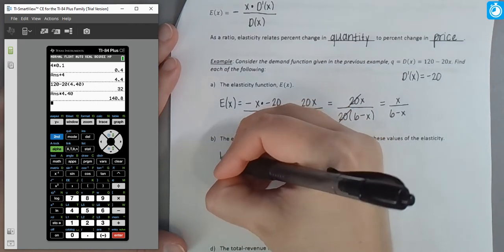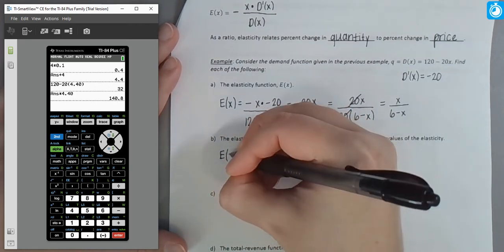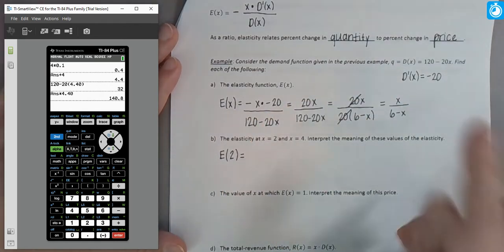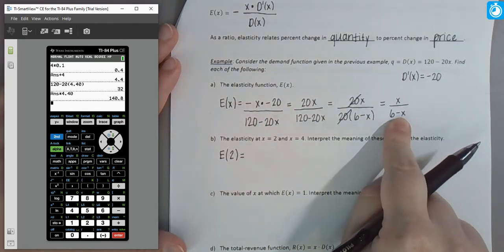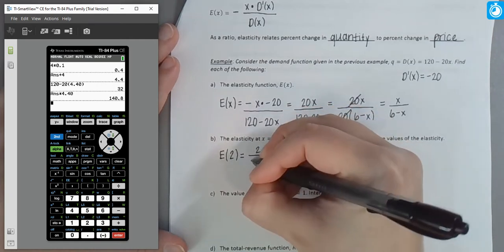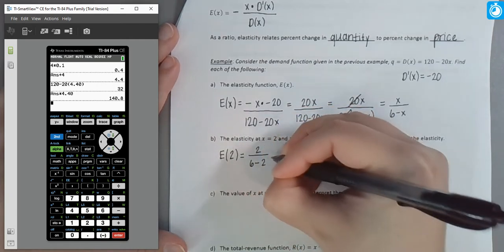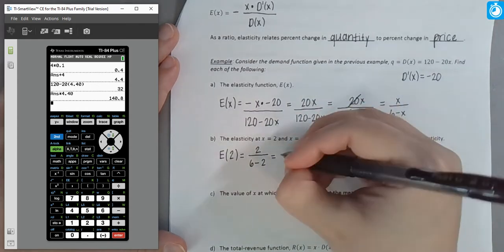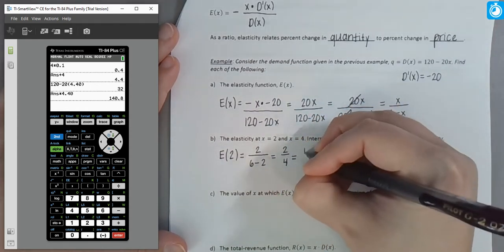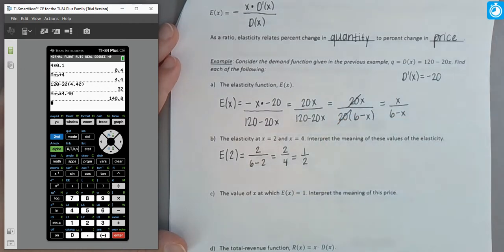So what is the elasticity when we charge $2, when our input is 2? So I'm going to sub that into my elasticity function. So my numerator is going to be 2, and then my denominator is going to be 6 minus 2. So that's going to be 2 over 4, which reduces to 1/2.